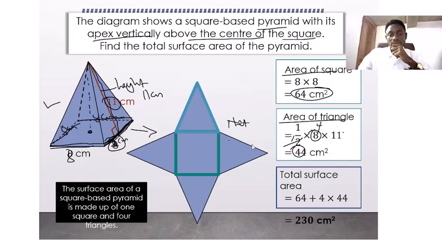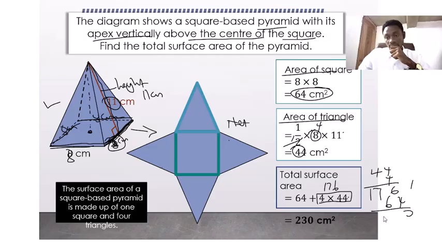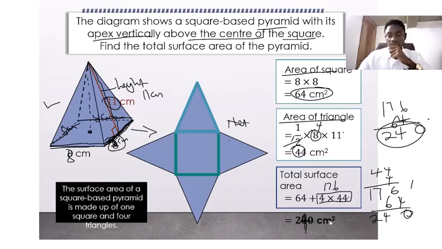Now, because the triangles are 4, we multiply the area by 4, and we get 4 times 44. 4 times 44 will give us 176. And 176 plus the area of the square: 64 plus 176 will give us 240. So 240 centimeters squared is the total surface area for the entire pyramid.